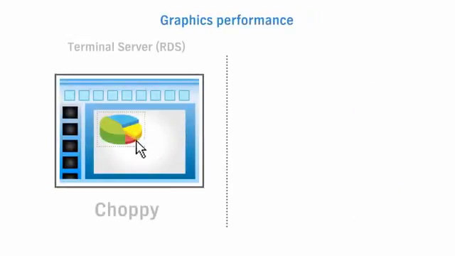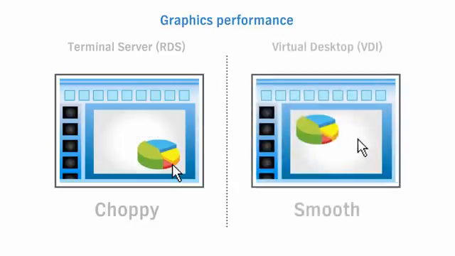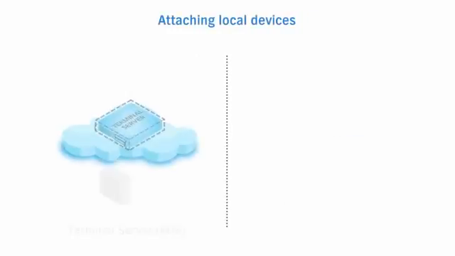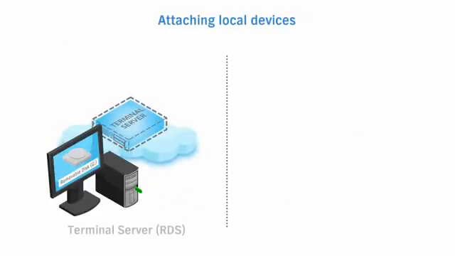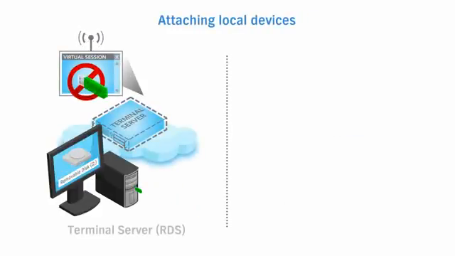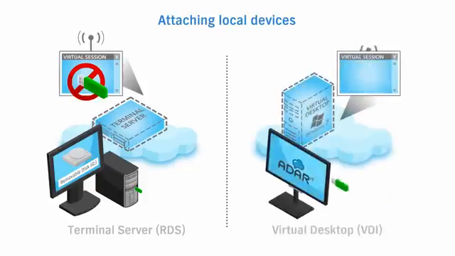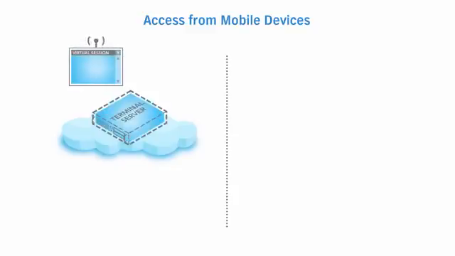Similar to video, manipulating large graphics on a terminal server may be challenging, while VDI performance is fast and smooth. Locally attached USB devices are not accessible within a virtual session on a terminal server, while on a virtual desktop they are. To securely access a terminal server, you are required to run VPN software when you are working remotely.